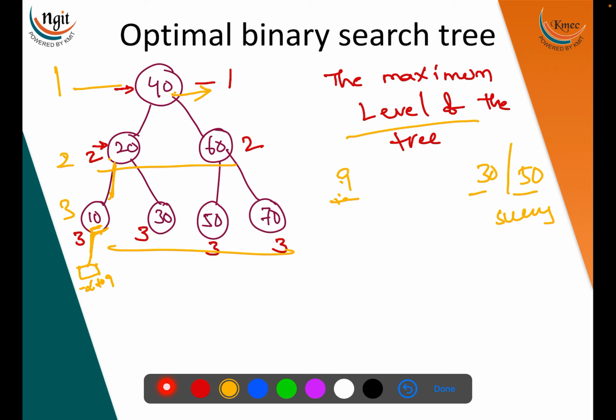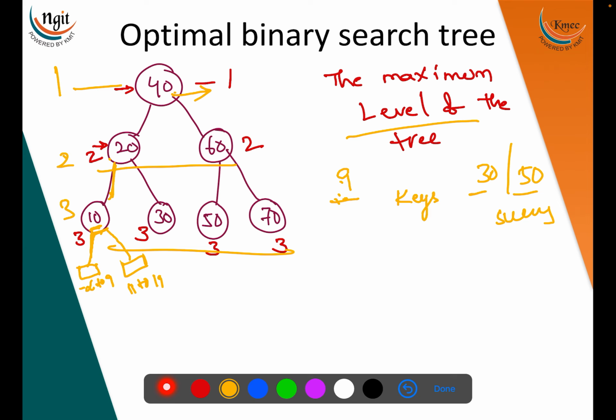Now, in the same case, I am taking this. The right hand side of 10 will be what? Any guess? Obviously, the right hand side of 10 should be greater than 10. So that means 11 to 19, because 20 is already the root of that subtree. Right? So now I am drawing these square boxes. Circle boxes represent the keys that are available in the list.